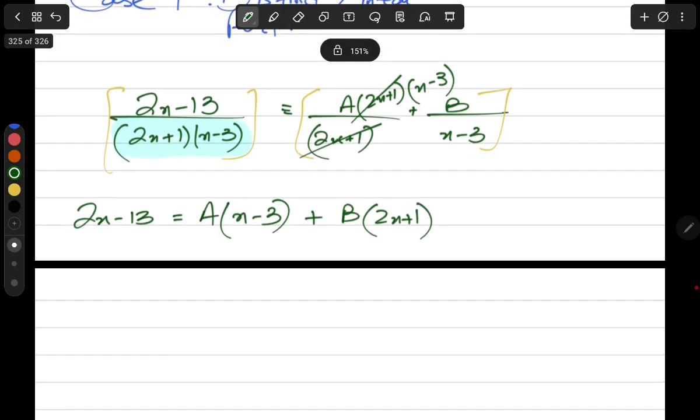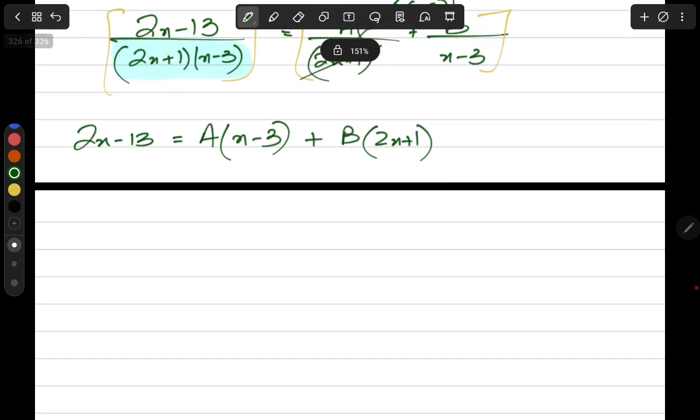Now, let me introduce substitution here. All you need to do is pick those values of x, because we have got two unknowns here, so let's pick two such values of x which are going to eliminate one of the terms. So if I pick x is equal to 3, that's going to eliminate this one, and if I pick x is equal to minus half, this is going to eliminate this one. So let's do these one by one.